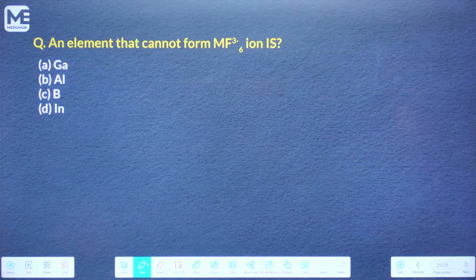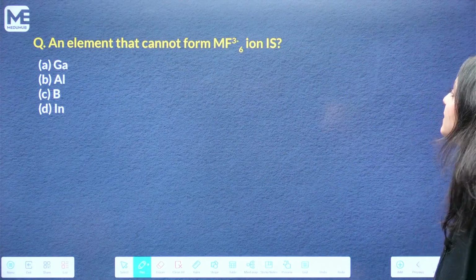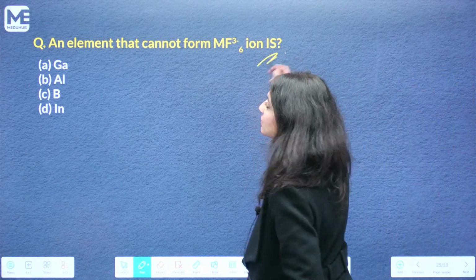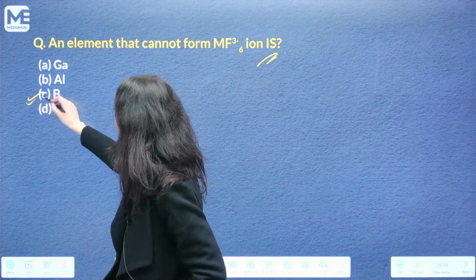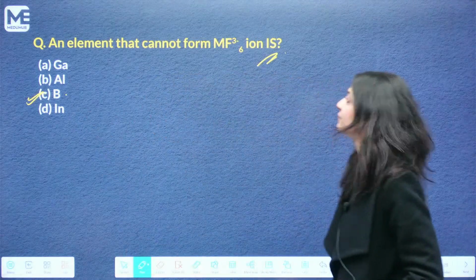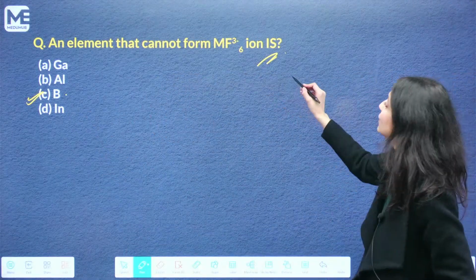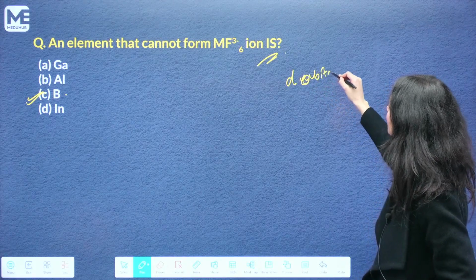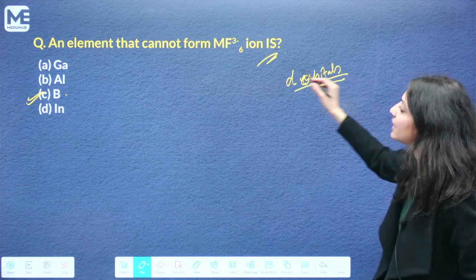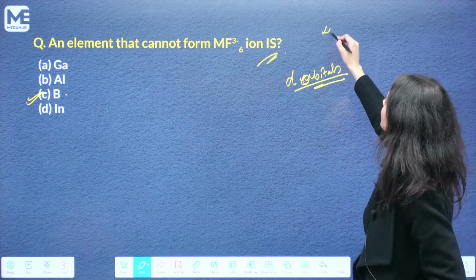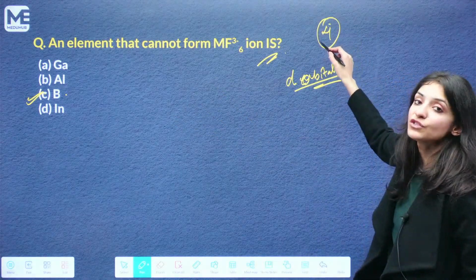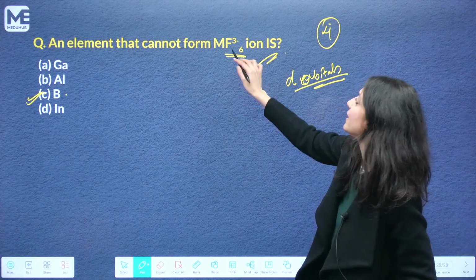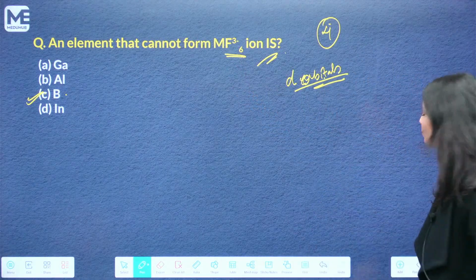Moving on. An element that cannot form MF6 3-. This is a repetition. We already know it's boron. Boron is electron deficient, and it does not have d orbitals. So it can maximum form a compound with a covalency of 4. It cannot go beyond that, and hence it cannot form MF6 3-. So the answer is boron.